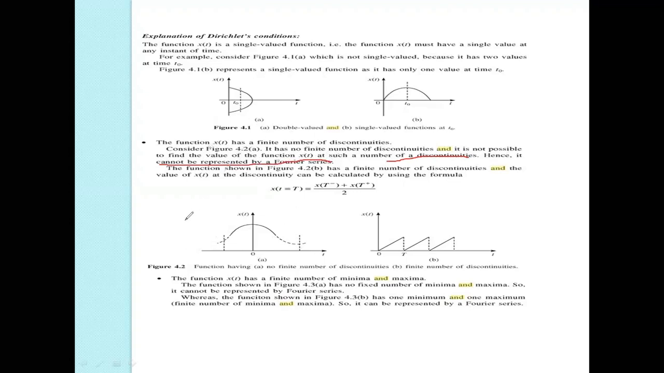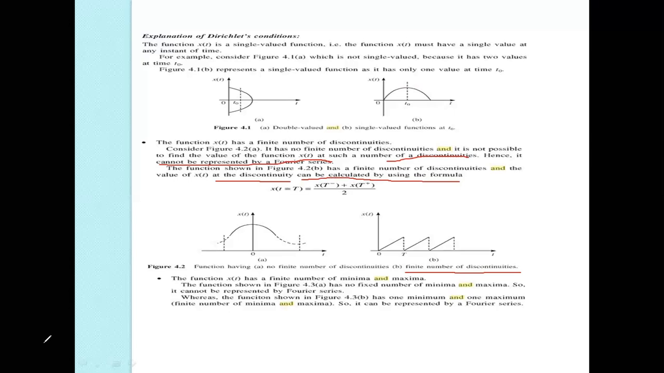What they are saying, it is having a finite number of discontinuities. In figure A, there is no finite number of discontinuities. And in figure 4.2c, the finite number of discontinuities means at t it is again 0 and it is repeated at regular intervals. The function shown in figure 4.2b has a finite number of discontinuities, and the value of x of t at the discontinuity can be calculated by using this formula: x of t is equal to x of t minus plus x of t plus, divided by 2.